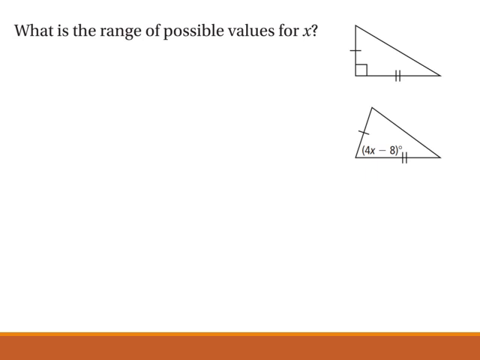So what is my range of possible values for x? Well, first of all, I know this angle can't be 0, so I'm going to take care of that right away. So 4x minus 8 has to be greater than 0. So 4x is greater than 8, and x has to be greater than 2.